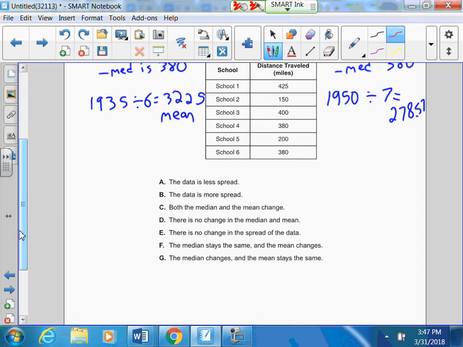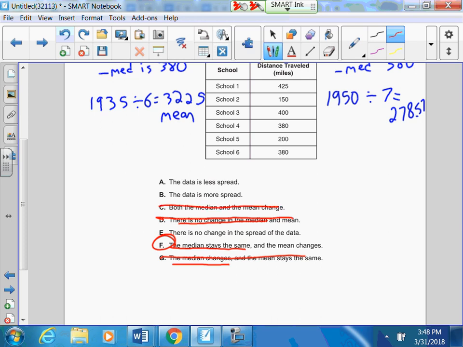So let's figure out what we have here. First, we know the median didn't change. So here it says there's no change in the median or mean. Well, that's not true. Here it says there's no change in the spread of the data. I'm not sure about that just yet. The median stays the same, and the mean changes. Okay, I know F is true. And then here it says the median changes. Well, we know the median did not change. So right now we have F.